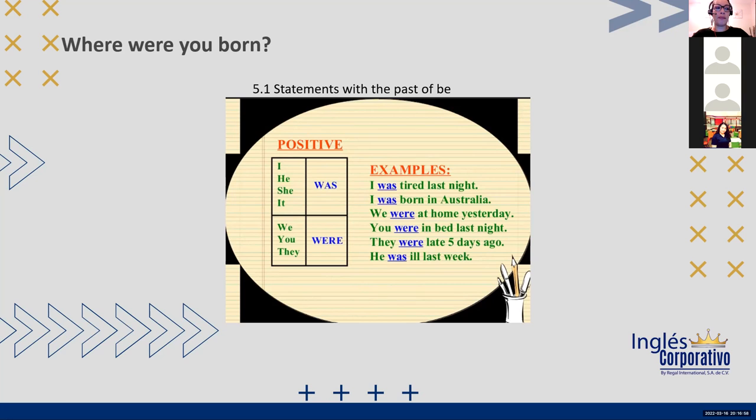Y es igual que en presente es ser o estar, en pasado es fui o estuve, ¿verdad? Igual depende del contexto. Por ejemplo, si yo digo, my father was a good man. What am I saying that? ¿Qué estoy haciendo ahí? ¿Qué estoy diciendo? My father was a good man.